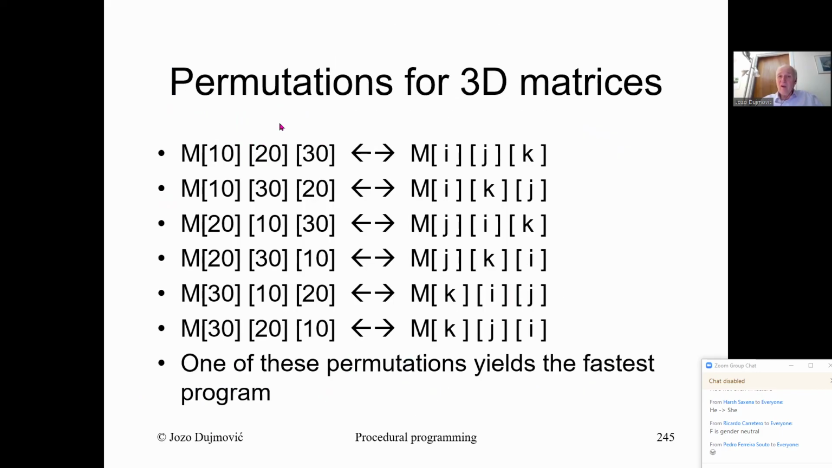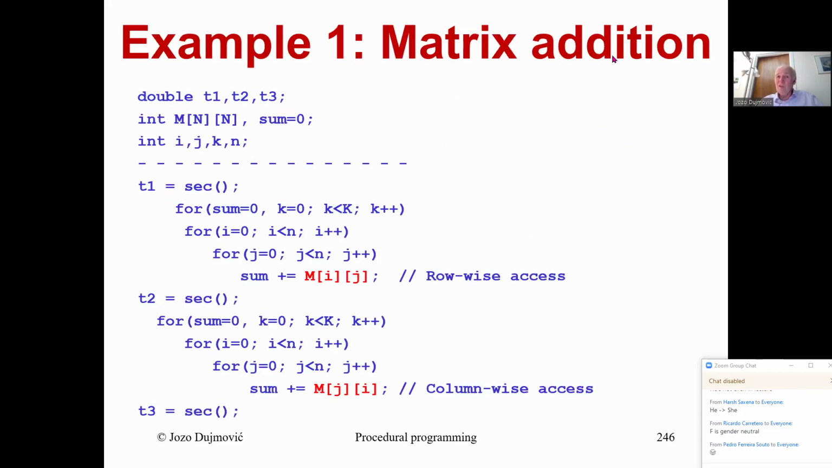If I have matrix addition, if I compute the sum of components in a matrix, I can have a loop from I is 0 through n, a loop from J is 0 to n, and I say sum plus equals M of ij. This is going row-wise, first row, second row, third row, fourth row, etc. If I go column-wise, M of ji, this is the same program. Everything is the same, except that I permuted these two indexes. Now J is the first index, and again I am computing the sum of components of the matrix.